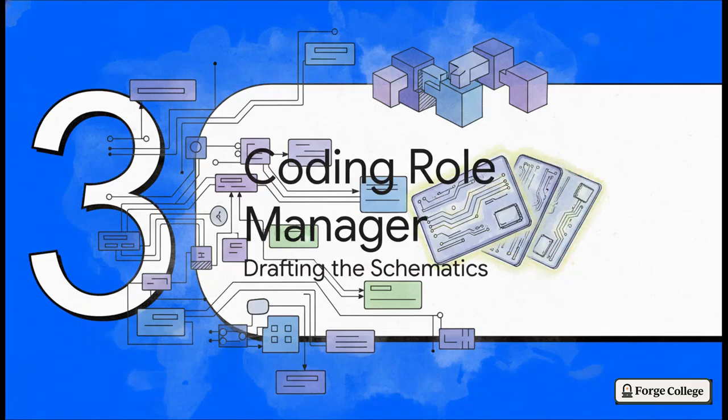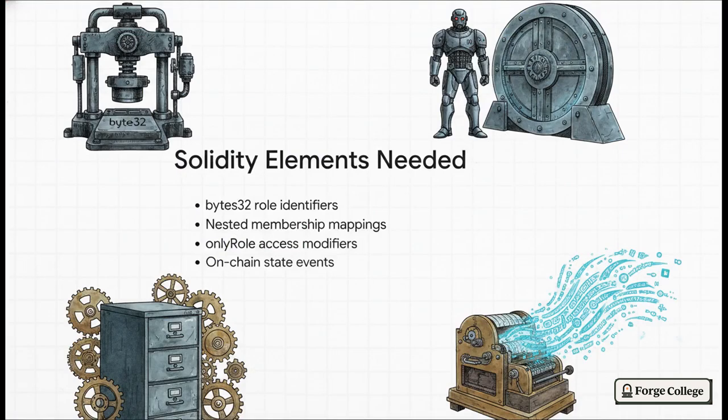All right, on to section 3, coding the role manager, drafting the schematics. So we've got the theory down, and we've got our hierarchy. Now it's time to actually draft the schematics and turn our conceptual keycards into immutable code. To build this digital ledger and the enforcement mechanism behind it, we're going to need 4 critical Solidity building blocks. We need bytes32 role identifiers, which basically just name our roles. We need nested membership mappings to track who exactly holds what.